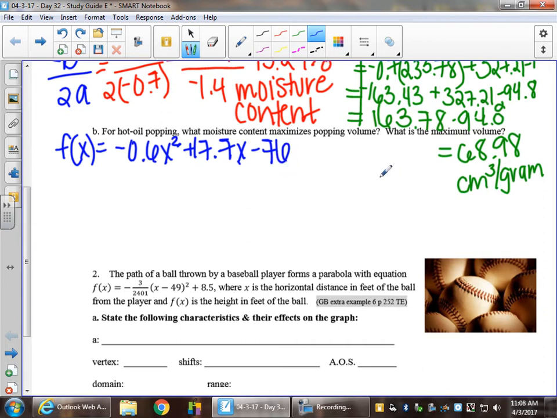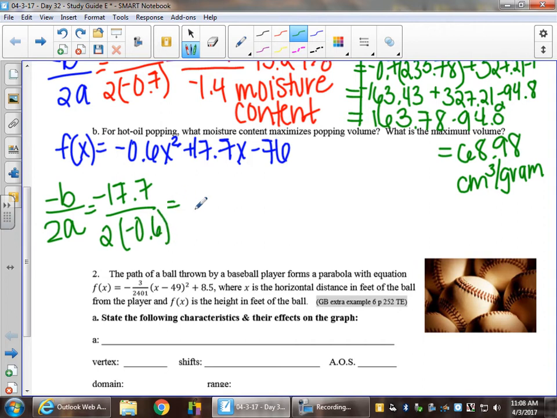Well, how are we going to solve this? Why are we going to solve using the vertex? Because it says maximum, so we're going to do negative b, negative 17.7 over 2 times negative 0.6. Keep going. Tell me what to do. All right. What is the total time?